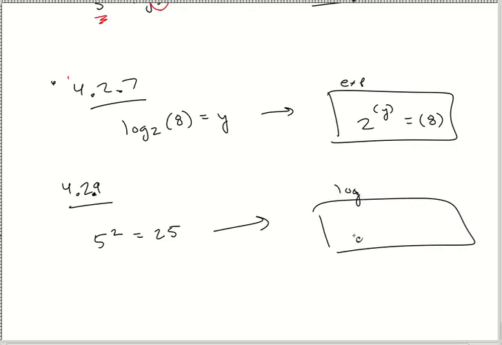Write it in log form. So then I got log base 5. Again, you always start with your base. That's easy. And then you set it up. 1's close by and 1's far away. 2 is now far away, and 25 is now closer. So there you go.